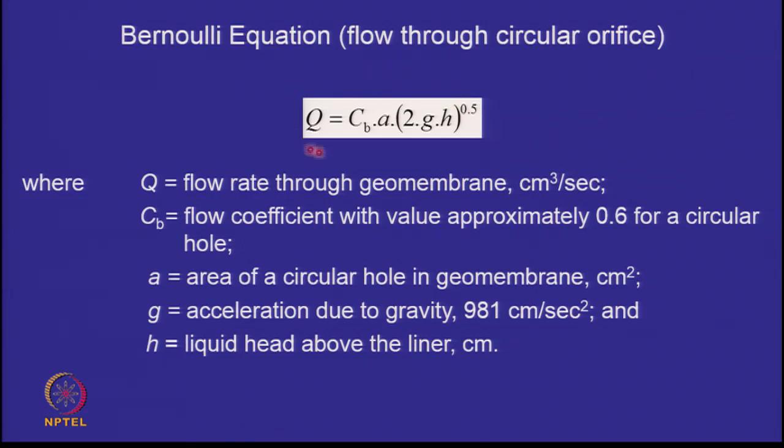And please have a look at this formula and note it down. Q is equal to CB into A into square root of 2GH, where CB is the flow coefficient and we take it 0.6 for a circular hole. A is the area of the circular hole in centimeter square. G is the acceleration due to gravity and H is the liquid head above the liner. So same problem.